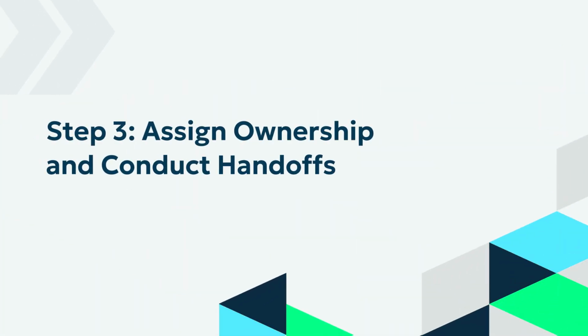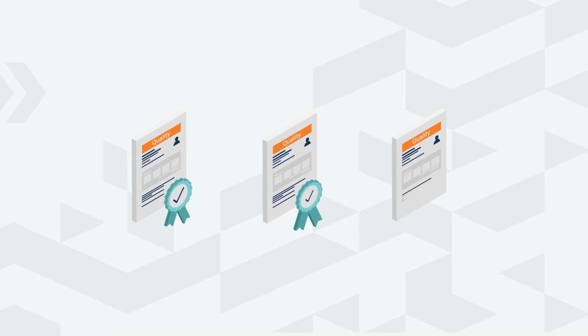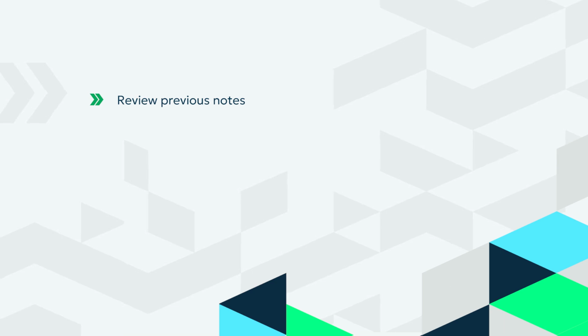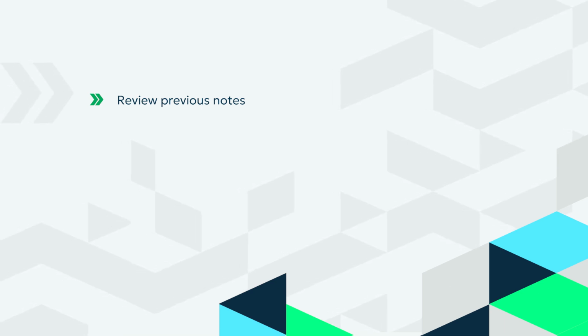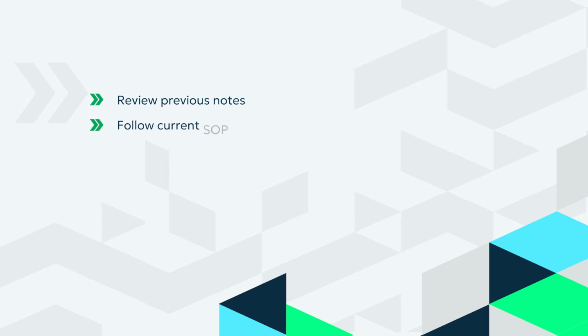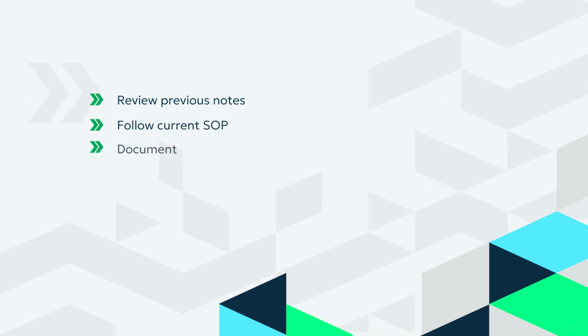Step 3. Assign ownership and conduct handoffs. Clear handoffs and strong documentation keep work consistent and help prevent repeated mistakes. To maintain accuracy and accountability, technicians should review and sign off on previous notes to understand the current status before starting. Follow the current SOP to ensure consistency.